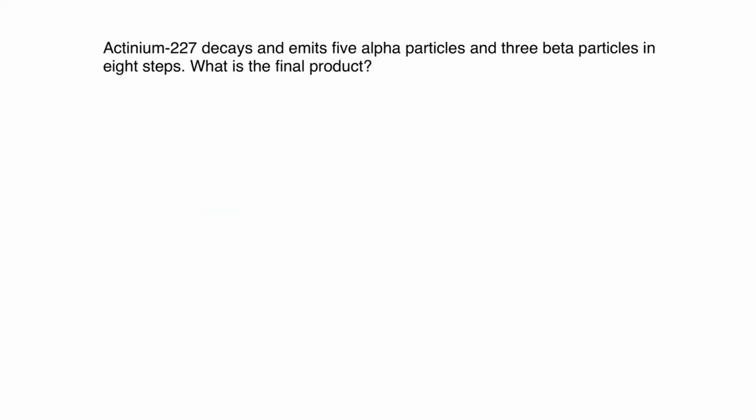Actinium-227 decays and emits 5 alpha particles and 3 beta particles in 8 steps. What is the final product? So 5 alpha, 3 beta. So this is sort of homework, and I want you to do it. And don't worry, I'll come up with a solution for this in our next video, where we are going to talk about how a nuclear reactor actually works. So I will talk about this problem there, but please try to solve this on your own, and we'll meet very soon.